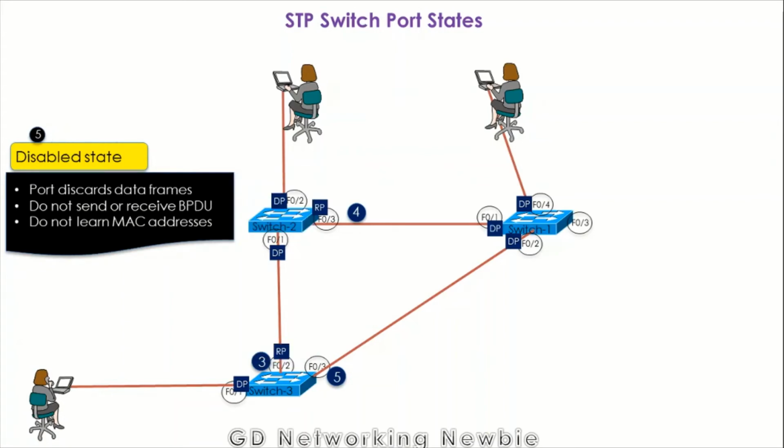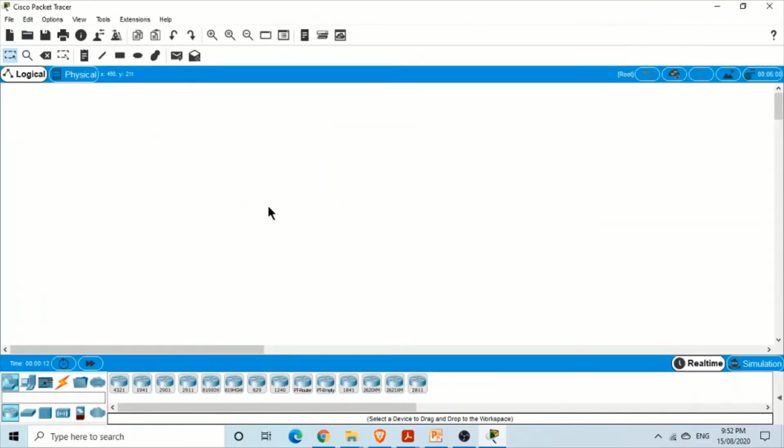In disabled state, if a port is in disabled state, it means in that specific state, the ports are not allowed to send or receive data frames. They are not allowed to send or receive the BPDUs, and they are not allowed to learn MAC addresses because this is in disabled state. Okay, so these were the states of ports. Now to see this spanning tree protocol in action, let's take 3 switches. So these are 3 switches.